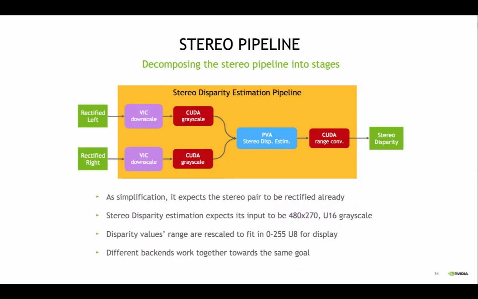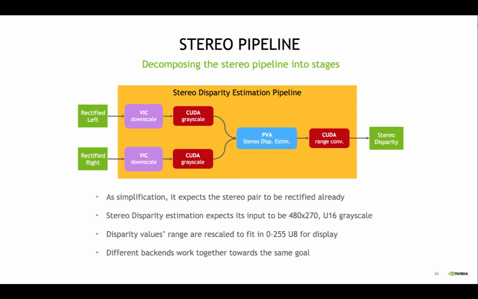Here's how the stereo pipeline looks. Starting from the left and right rectified images, we first have a pre-processing stage where we downscale the images using VIC and convert them to grayscale using CUDA. This is done because VPI's stereo disparity algorithm expects the input to be 480 by 270, 16-bit unsigned grayscale images. This pre-processing stage is run in parallel for both images.